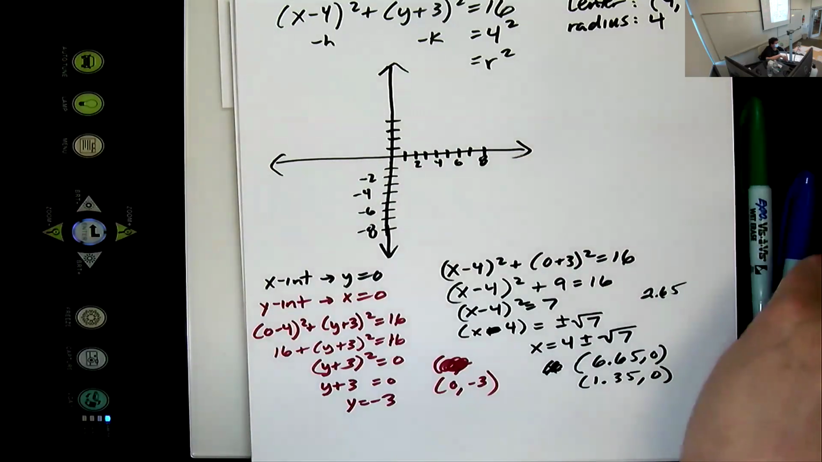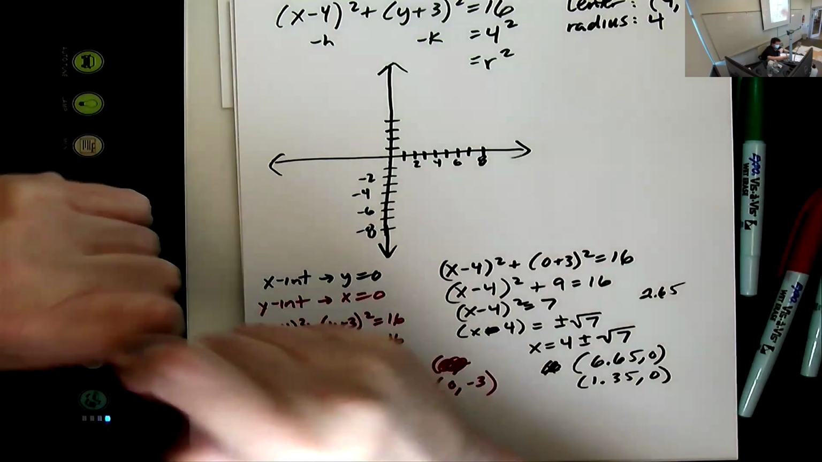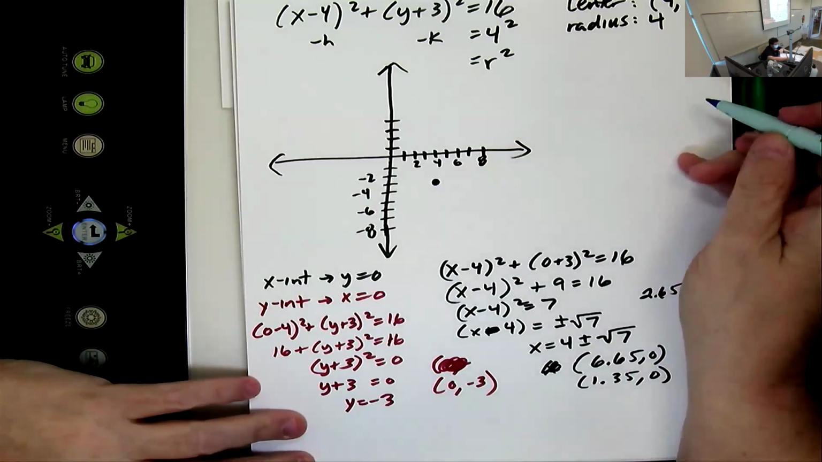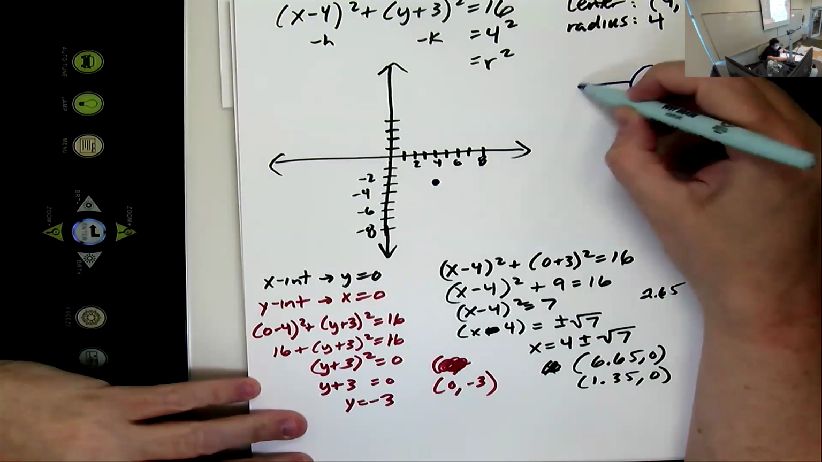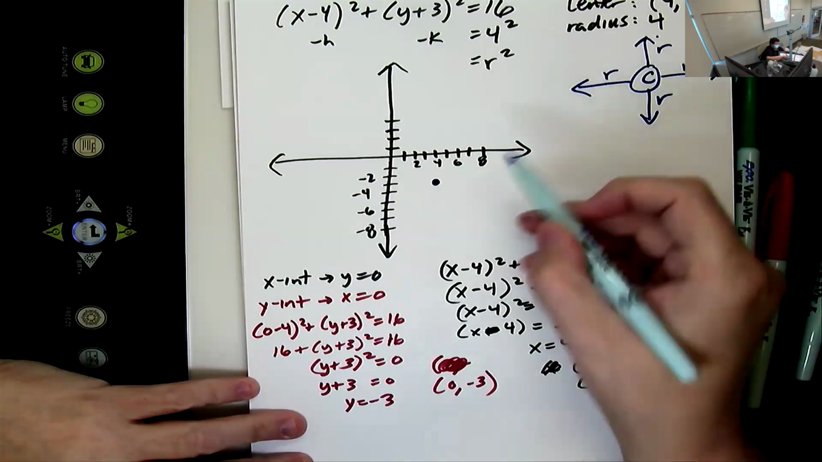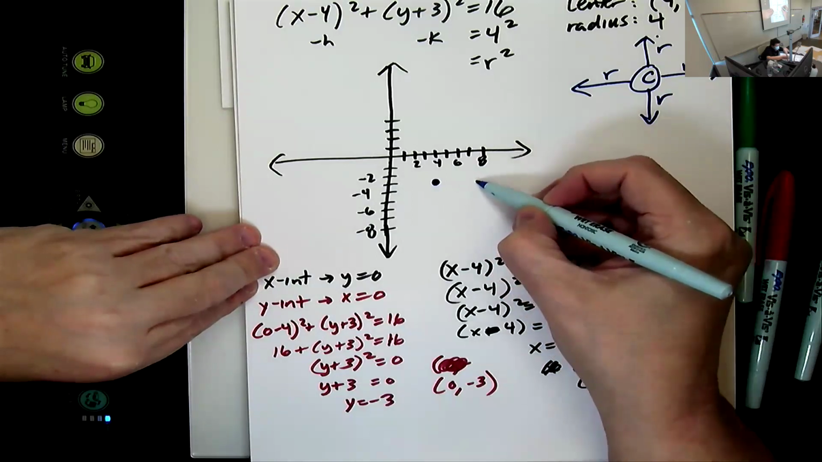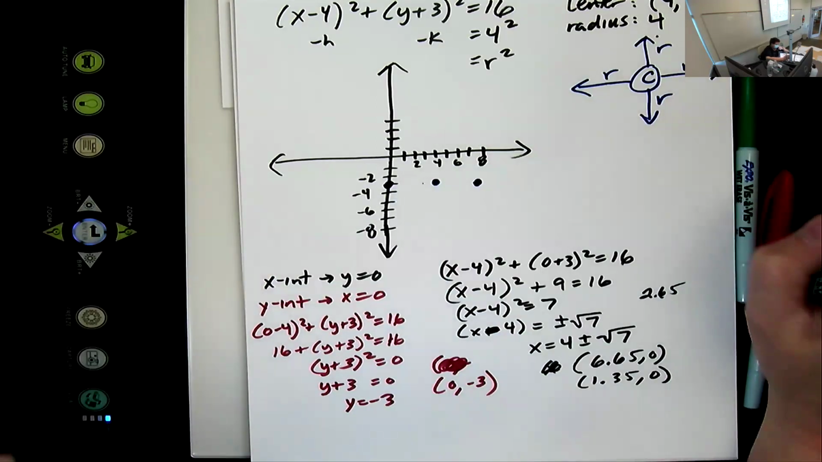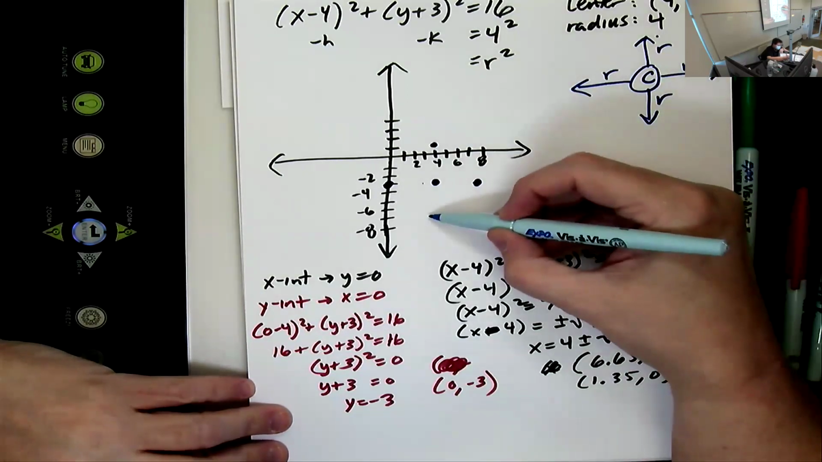Okay, so the easiest way to go about doing this: plot the center. From the center, count out and put a point r steps away, up, down, left, and right. So r is 4, I'm gonna go right 4, 1, 2, 3, 4, and put a point over here. I'm gonna go left 4 and put a point there. I'm gonna go up 4 and put a point there, and go down 4 and put a point there.